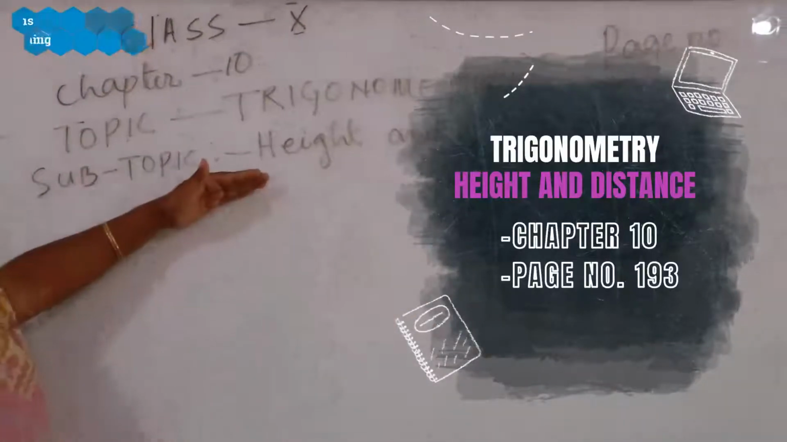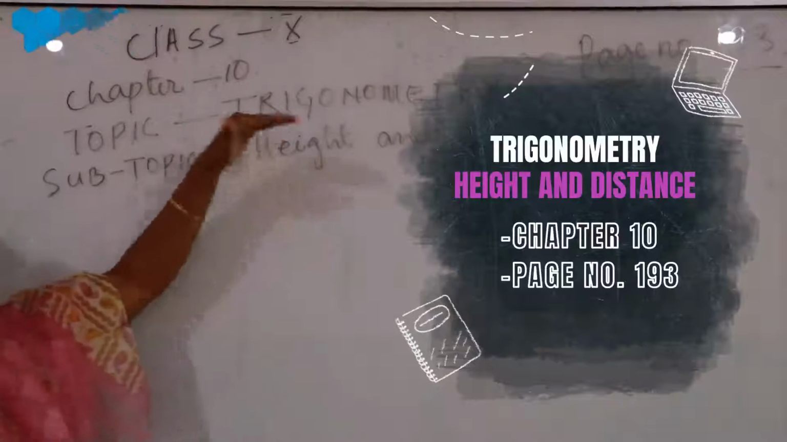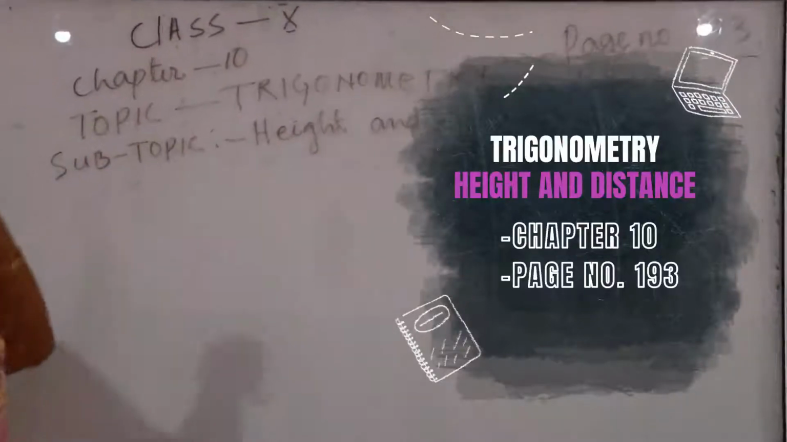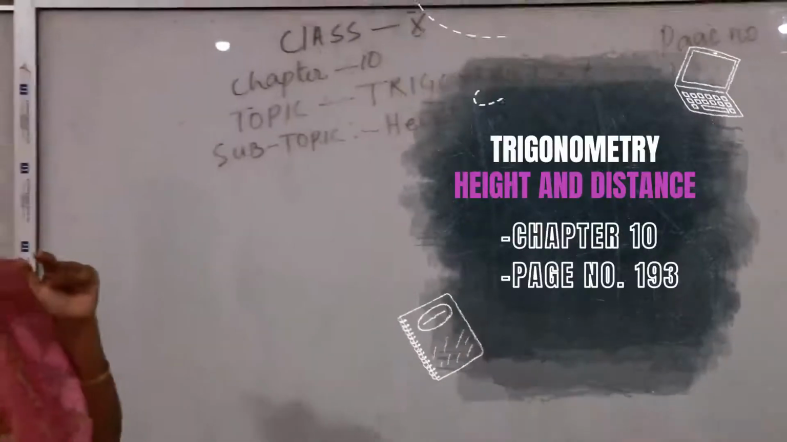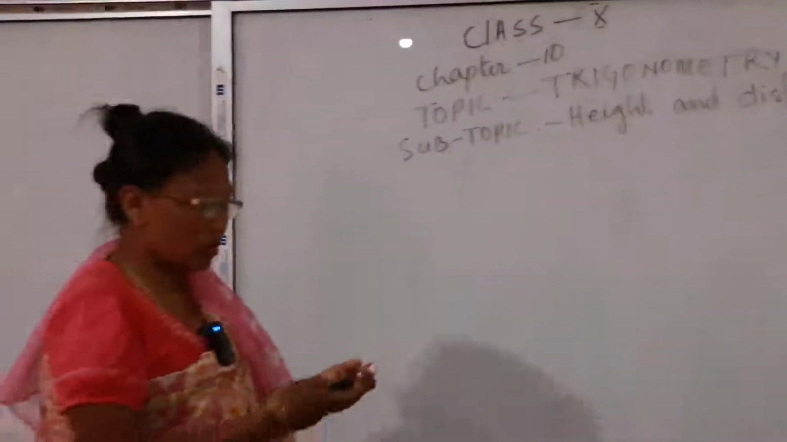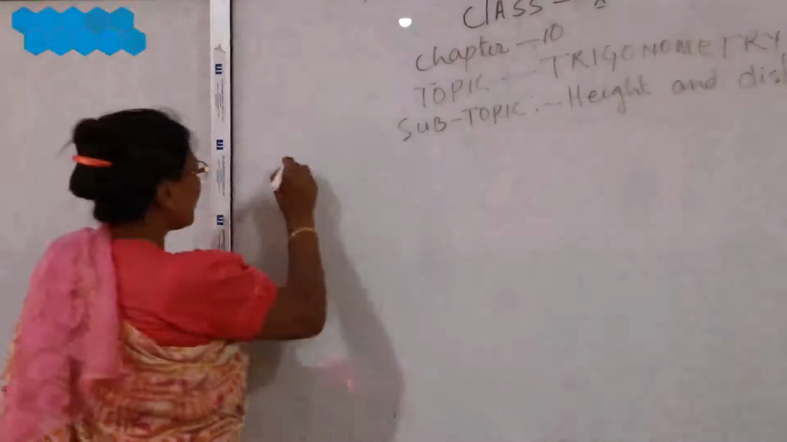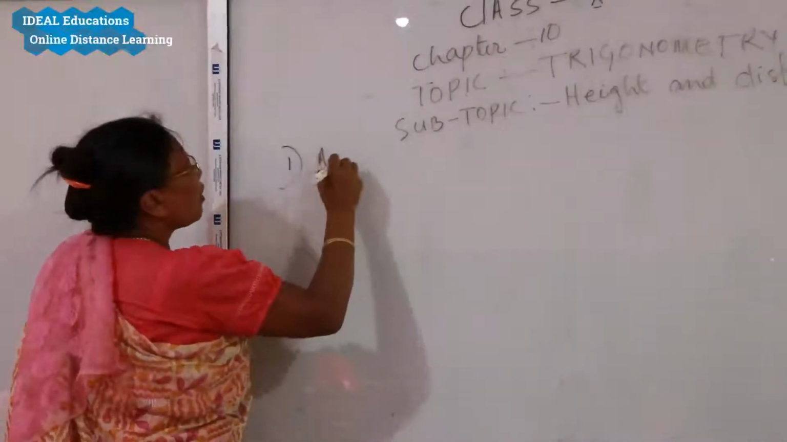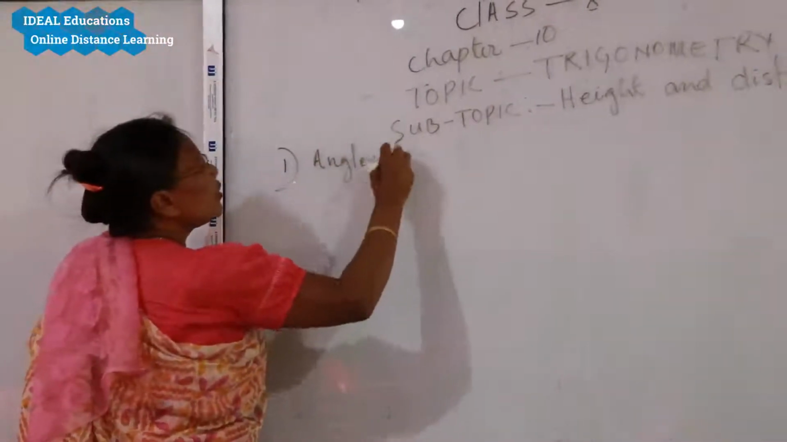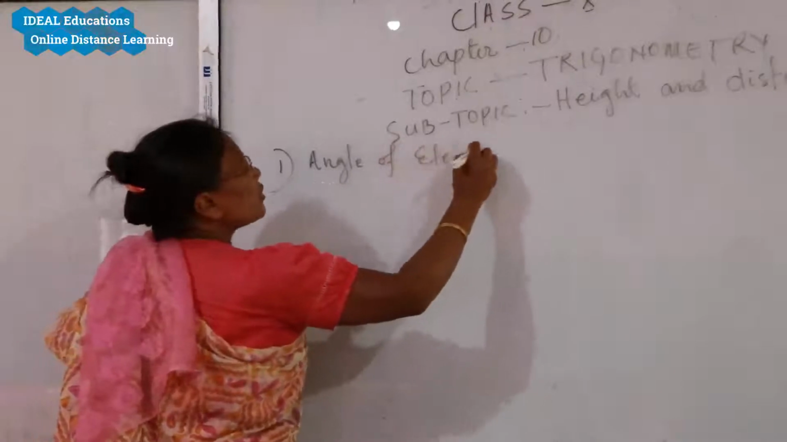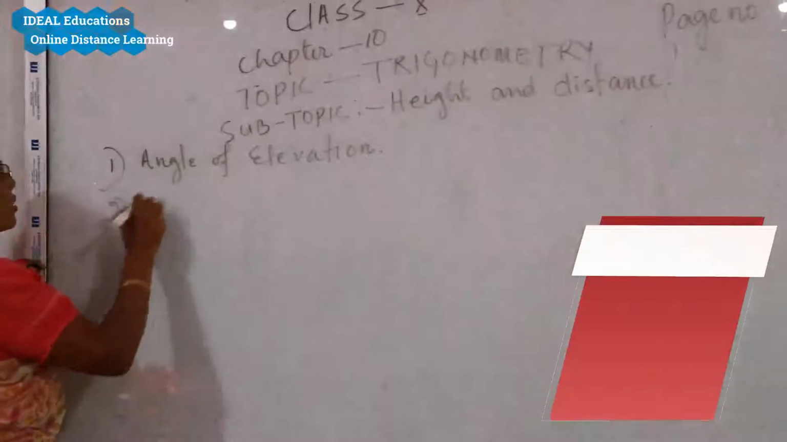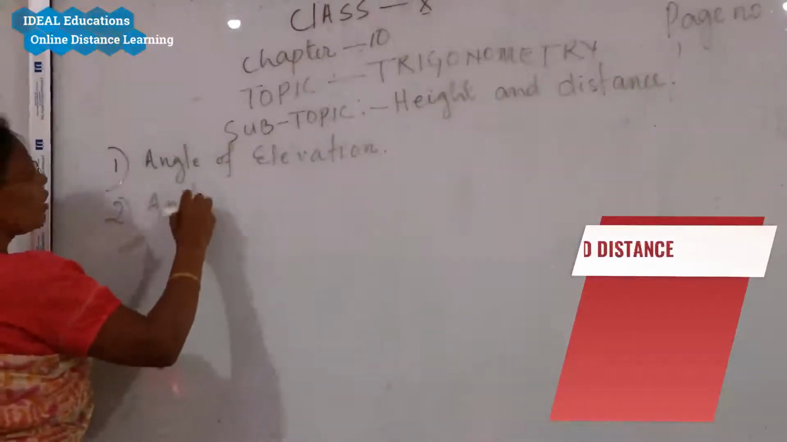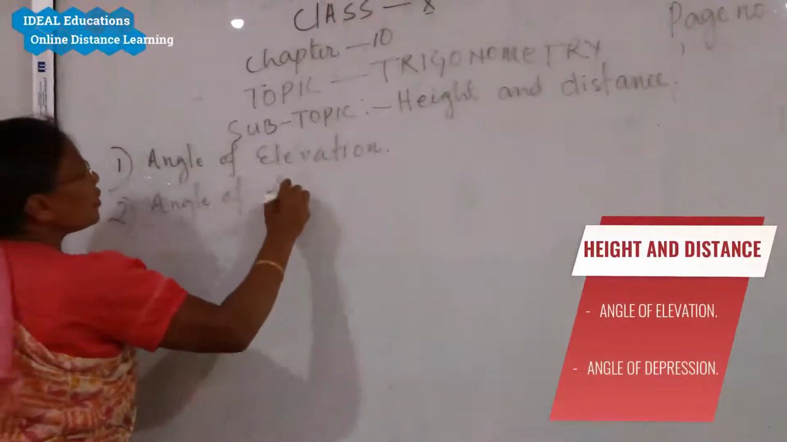For discussing about this height and distance, we are going to use only two definitions, means two formulas. They are, the first one is angle of elevation, and second one is angle of depression.